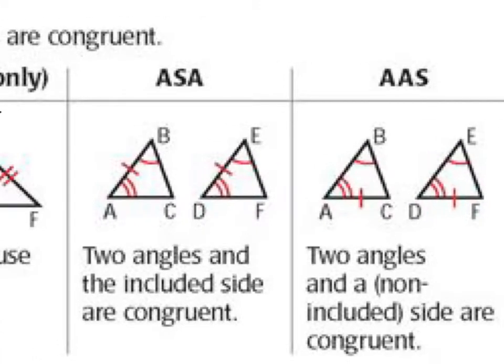The next one, angle, side, angle. So it's kind of like side, angle, side, except the reverse of that. So we have angle B congruent to angle E, angle A congruent to angle D, and because the S is in the middle, we want the side that is in common with both of those angles. So in this case, AB is congruent to DE. So angle, side, angle: 2 angles with the side included. Kind of skipped over that word, but when they say the included side or the included angle, they mean the one that they have in common, or that is in between them.